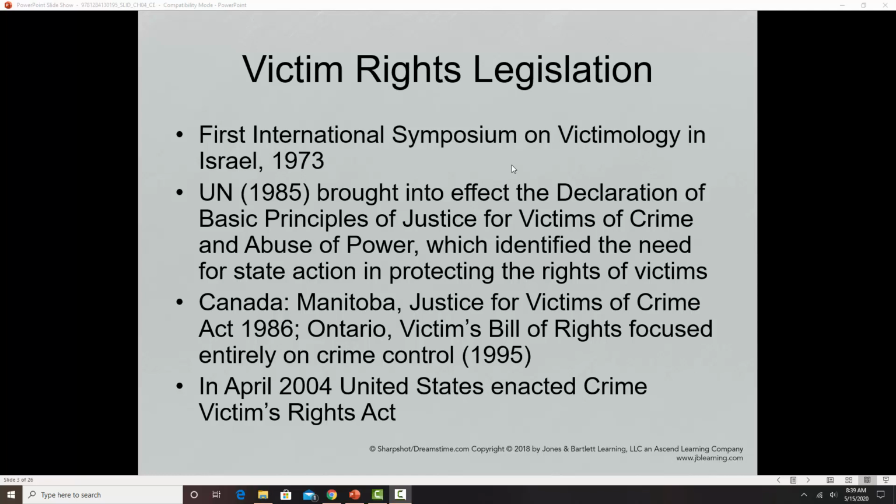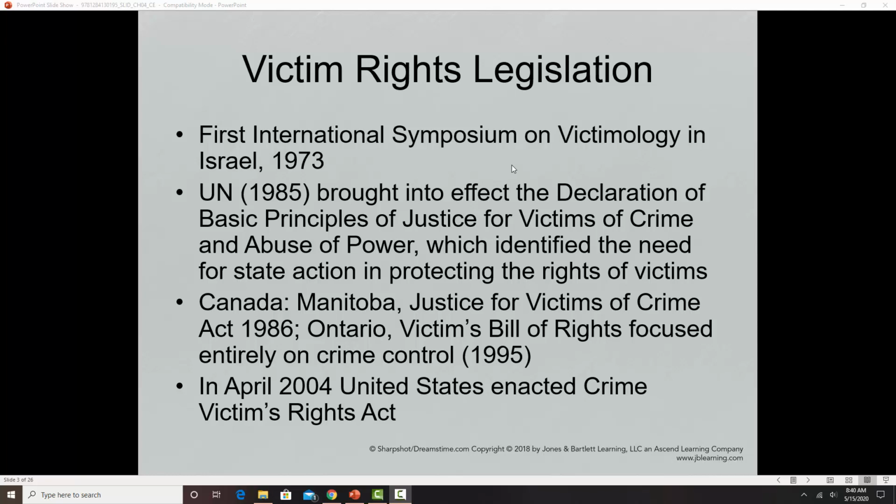All right, when it comes to victims' rights legislation, the crime victim movement here in the United States really began in the 1970s, and it went out globally as well in terms of becoming important. We had the first international symposium on victimology held in Jerusalem in 1973, a big first international conference, if you will, about victimology.